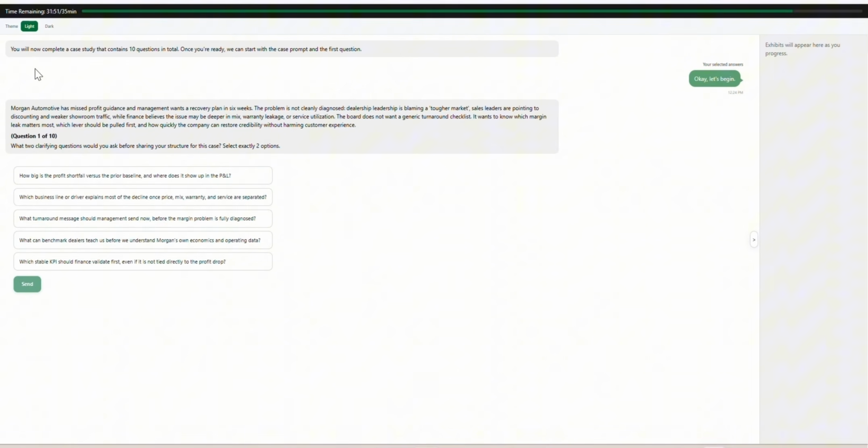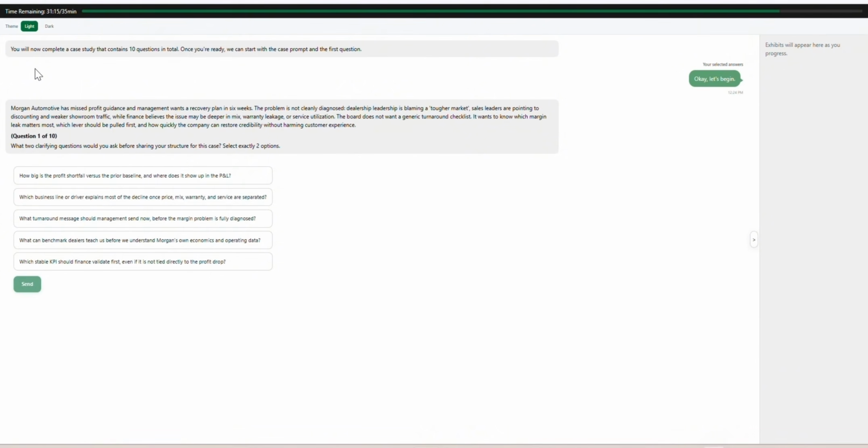So we really don't need to look at the others around the turnaround message or what we can learn from dealers or what KPIs to look at. To answer question 1 about clarifying questions, option A and B are the best. So before I structure anything, I want to know how large the hole is and what is causing most of it. That is a much stronger approach than jumping straight into messaging or broad benchmarking.